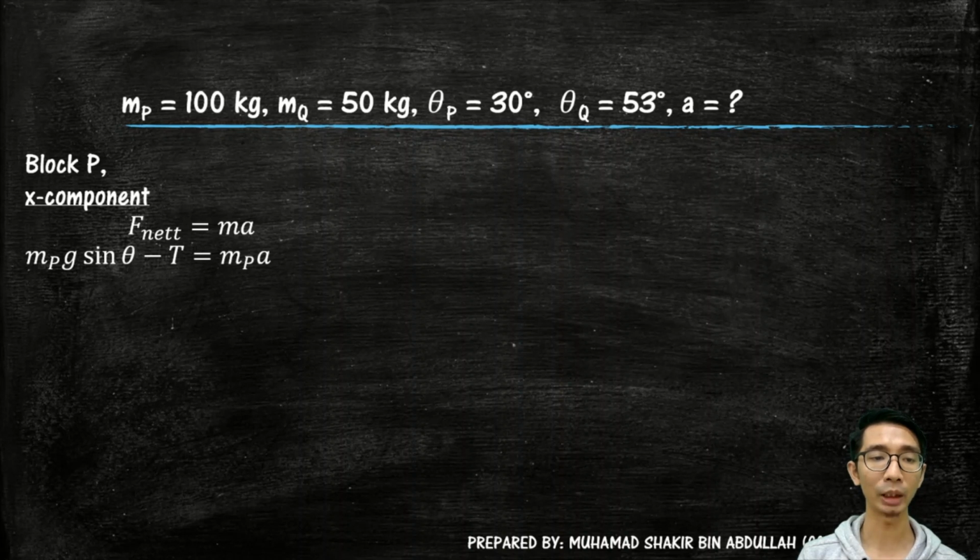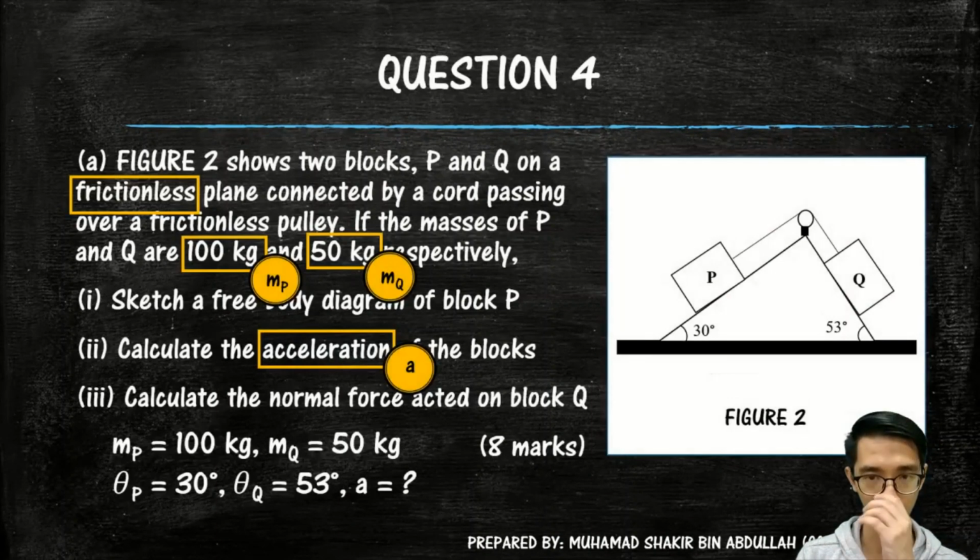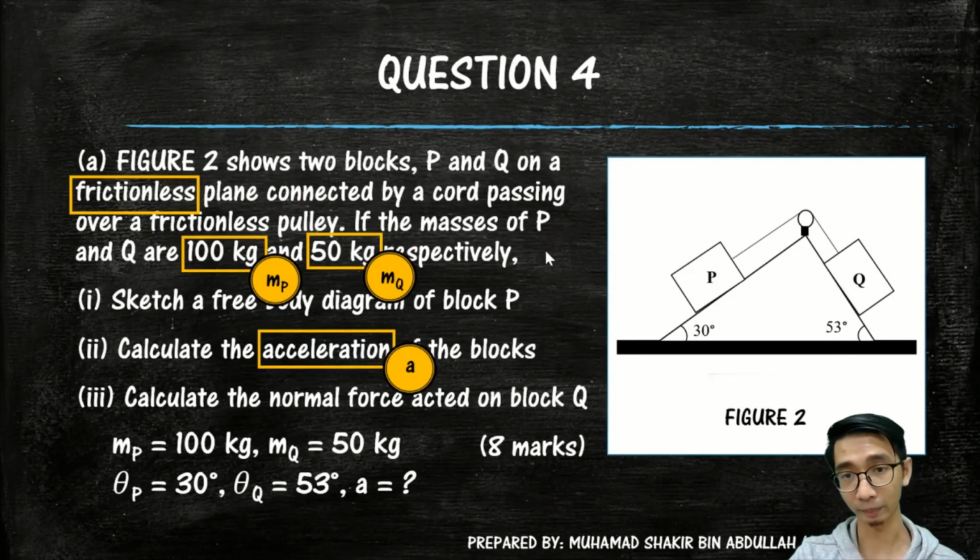So MP times g is our weight. Okay, this is our weight. Weight sine theta minus T equals mass times acceleration. Okay, so why mg sine theta here minus T? Okay, so where are the directions? Look back at the question. So this is our block P. Okay, so actually it is minus T.